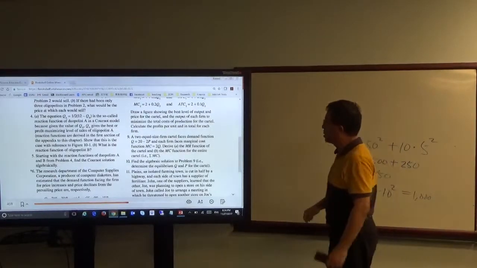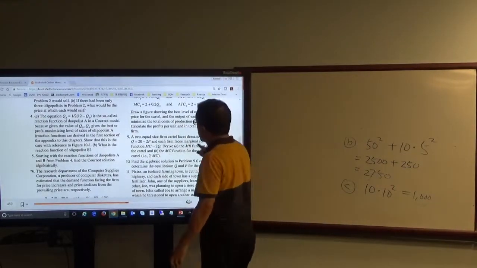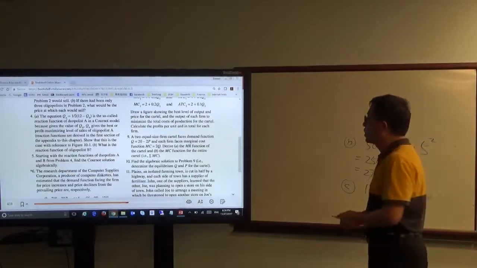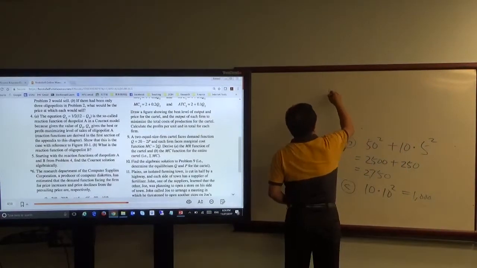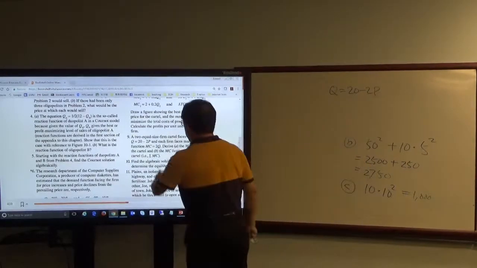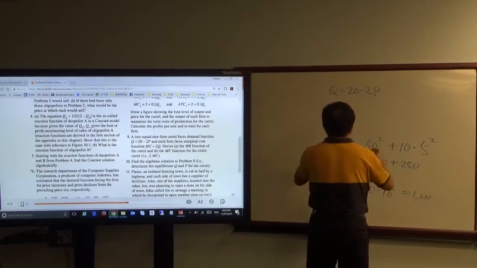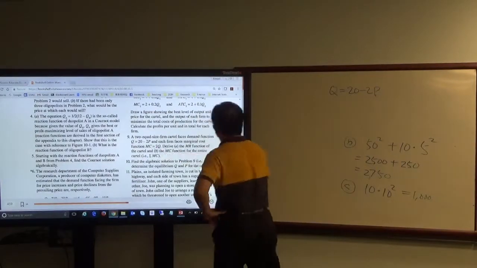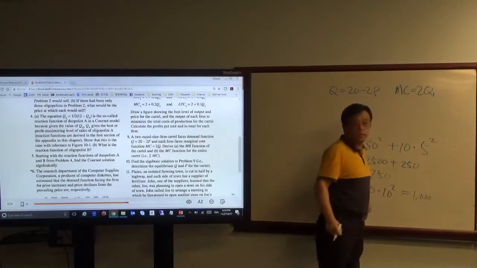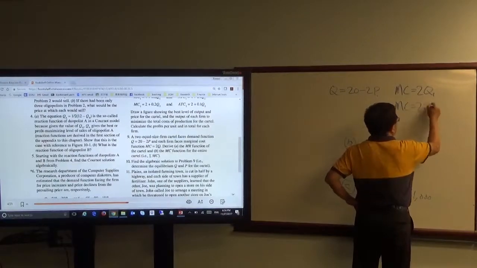Question number 9. Two equal-sized firms, so exactly the same size. The demand function is Q is equal to 20 minus 2P. Each company has a marginal cost of 2, two different companies though. So both are equal to marginal cost. We have a marginal cost equal to 2 for Q1, the first company. The second company also has the same.